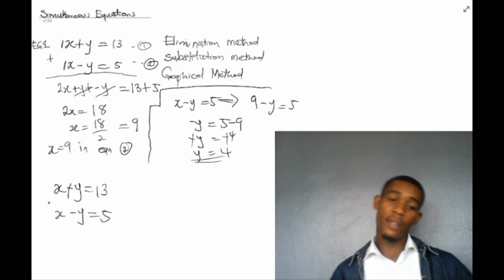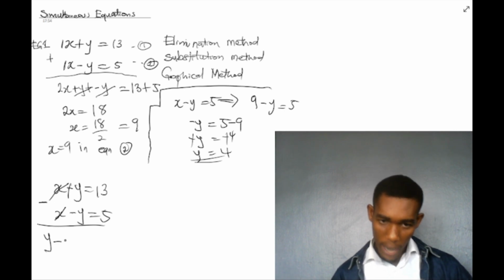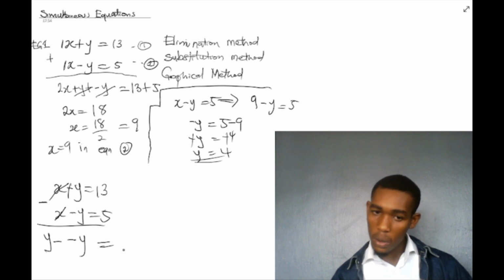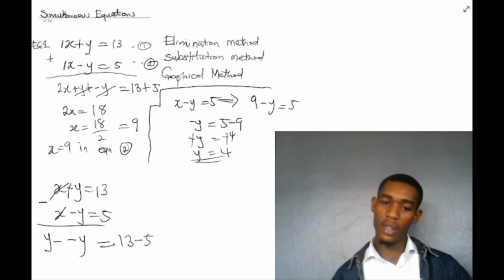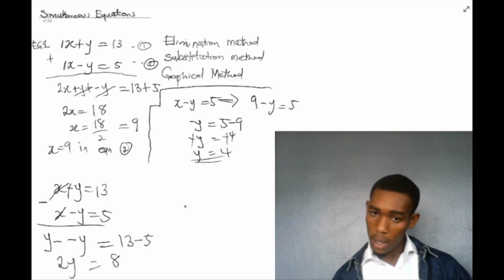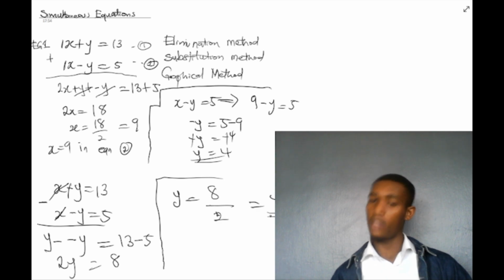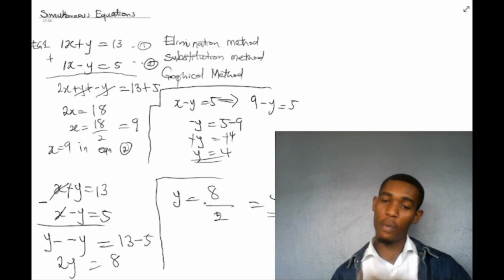So now, what if I use subtraction? When I use subtraction, this term is gone, so I'm left with y minus y equal to 13 minus 5. Minus gives me plus, so I'm going to have 2y equal to 8, and apparently y is equal to 8 over 2, which is equal to 4. And that's exactly what we had in our previous approach.